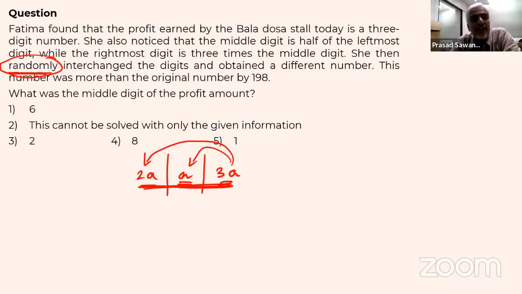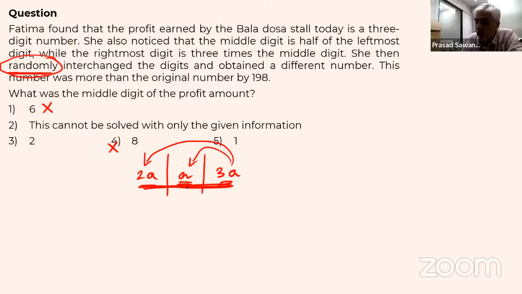Question asks is what was the middle digit of the profit amount? Now, obviously, it can't be 6. That was such a stupid option. It can't be 8. They were asking for the middle digit, right? How can the middle digit be such a big number? So middle digit is 1 or 2. Just do trial and error.